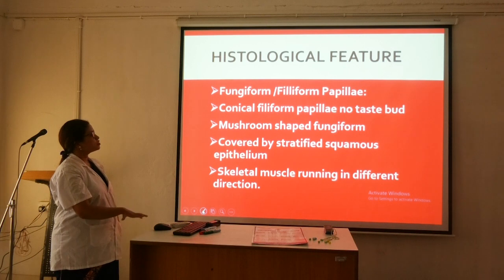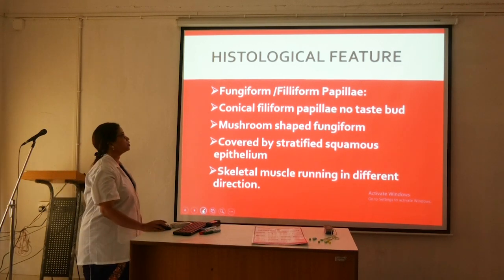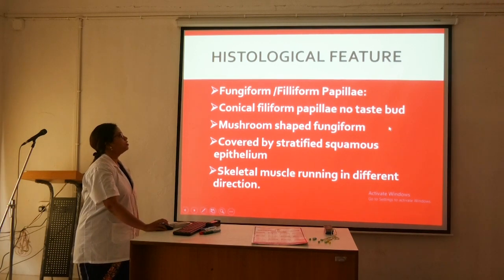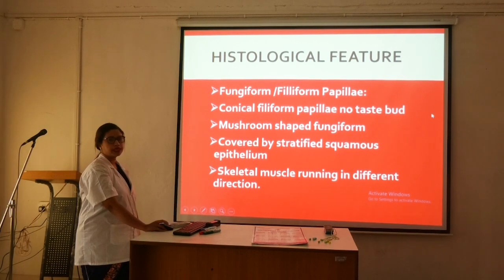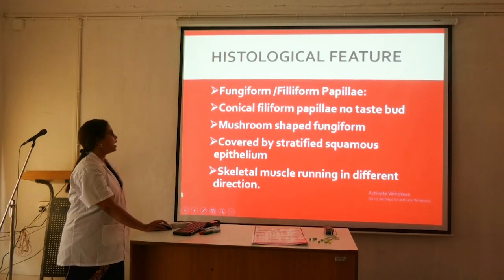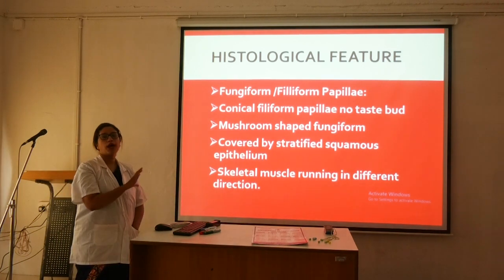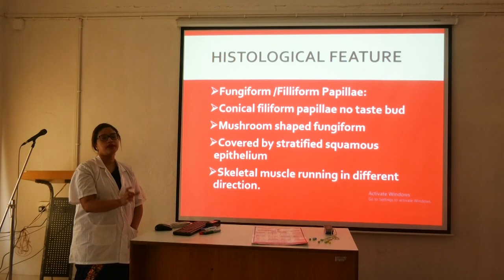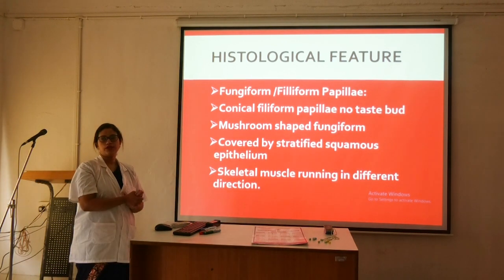So as a whole, this is what you have to write as the histological features. First, the conical filiform papilla with no taste bud. Then mushroom-shaped fungiform papilla covered with stratified squamous epithelium, and skeletal muscle running in different directions. So these 4 points you have to mention if you get the slide of tongue. Write these down, these are the histological features.